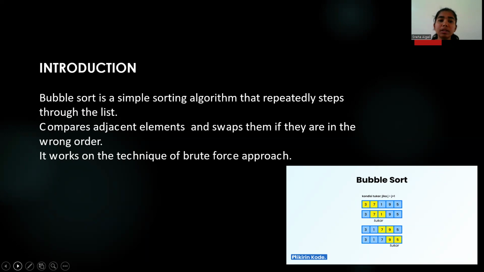Bubble sort is a simple sorting algorithm that repeatedly steps through the list. It compares the adjacent elements and swaps them if they are not in sorted order. That is, if they are in descending order and we want to sort them in ascending order. It works on the technique of the brute force approach. So now, what is the brute force approach? The brute force approach is nothing but trying all the possible solutions to find an optimal solution to a problem.